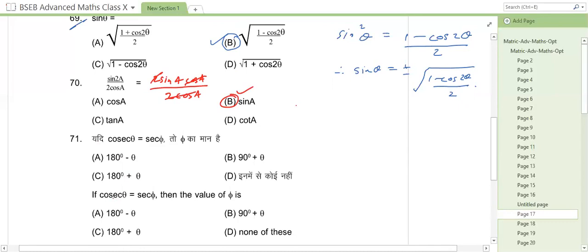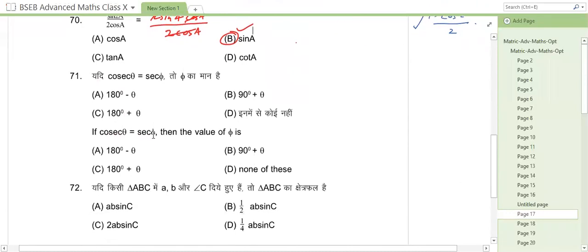If cosec theta is equal to sec phi, then the value of phi is... So solving this problem, we can say sine theta is equal to cos phi. In other words, 1 over sine theta is equal to 1 over cos phi. Of course, we have flipped the ratio or cross multiplied, made an equation.